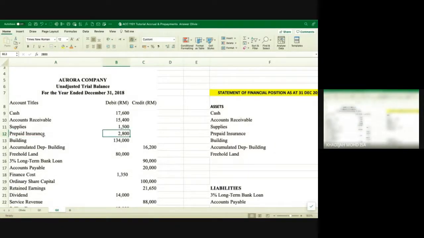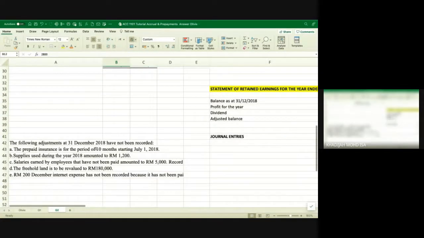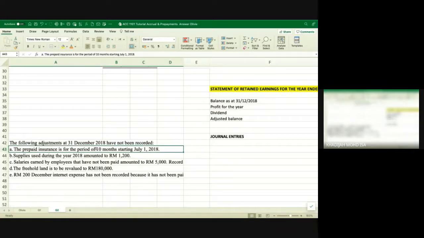All right, but this prepaid insurance means that you made payment for the period of 10 months. So if you made payment on July 1st, 2018, you have to see how much has expired. From the prepaid insurance, how much is the expense that is to be recognized? Initially it was an asset, prepaid insurance. Now you have to convert that prepaid insurance, which is an asset, to insurance expense. So you're converting from asset to expense.